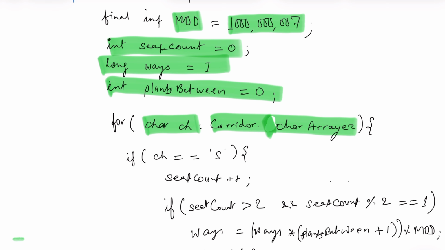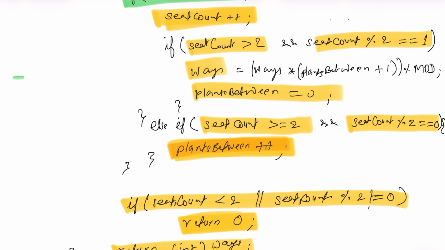So you have to use it like that, and after that you will check if the count is less than 2, then we return 0. Let's suppose the seat count is 1, we will not do anything, we'll return 0. And in the last we'll return the number of ways by taking the mod here. This is very important, taking the mod. Okay, and this is what we have. I'll show you the complete code from LeetCode.